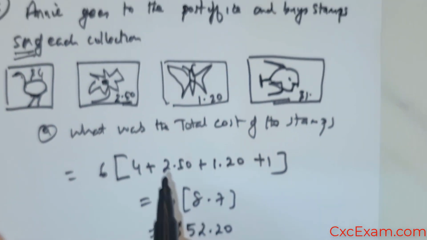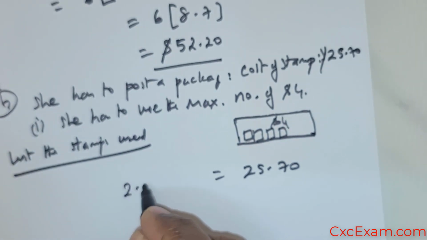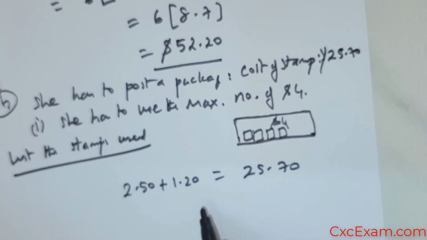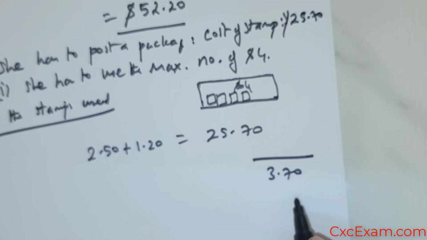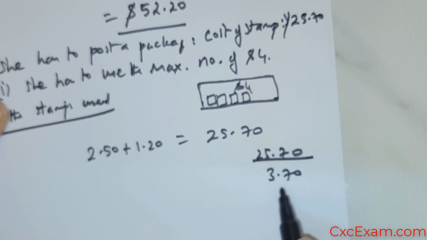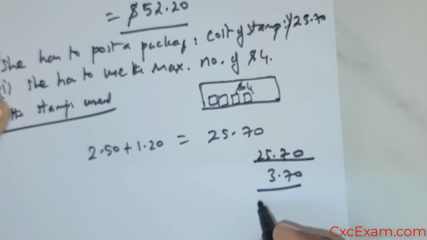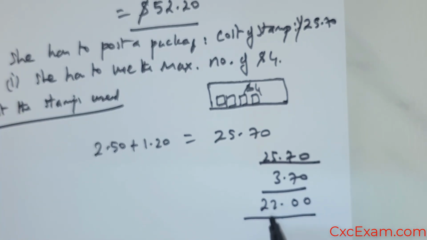Now we need to get 25.70. Now go back to the stamp. This is 2.50. We need that. This is 1.20. So definitely 2.50 is needed and 1.20 is needed. Why? Because 0.50 and 0.20 will give us 70. So this one will add up to 3.70. Now from 25.70 you take away 3.70, what do you get? You have 22.00.